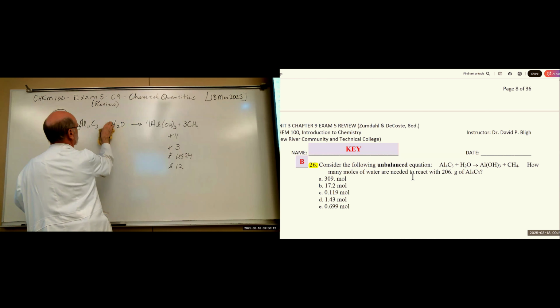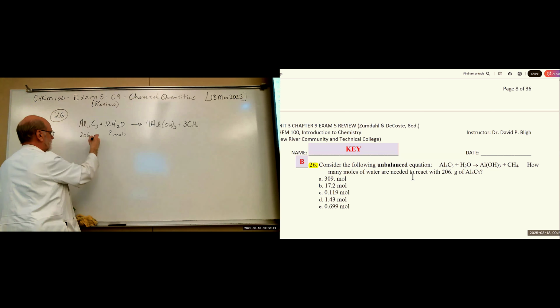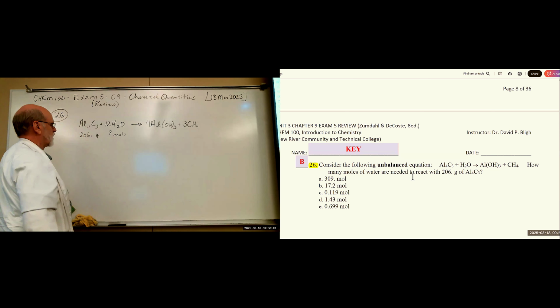Balanced equation. How many moles of water are needed to react with 206 grams of aluminum carbide?